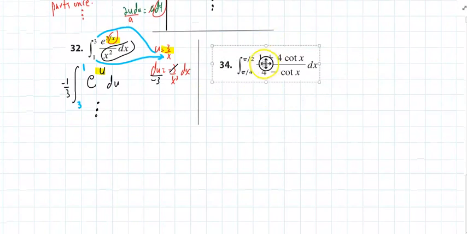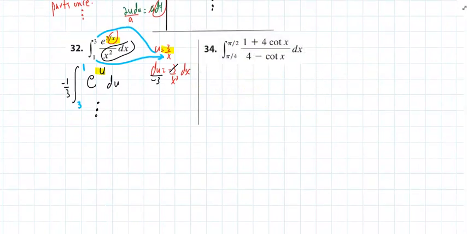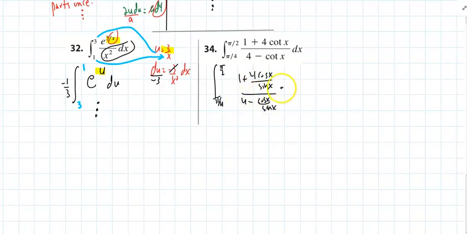Okay. Now, one thing I could do for sure, I could say that's the integral from pi over 4 to pi over 2, and I could clear the fractions. That's 1 plus 4 cosine of x over sine of x over 4 minus cosine of x over sine of x, complex fractions from 5a. That is the integral from pi over 4 to pi over 2 of sine of x plus 4 cosine of x over 4 sine of x minus cosine of x dx.